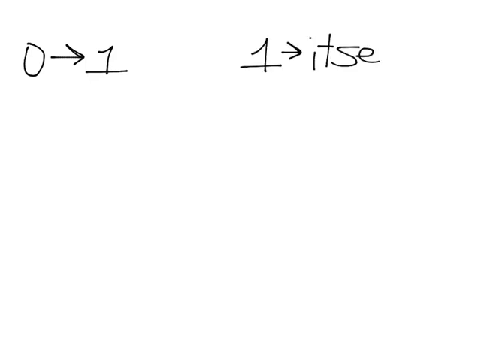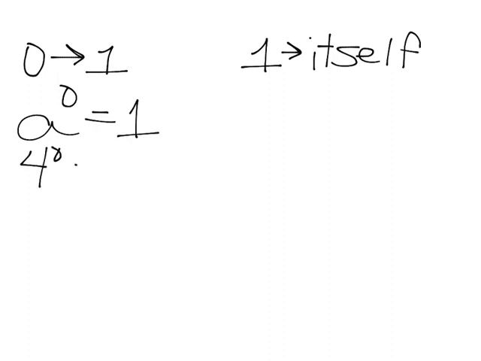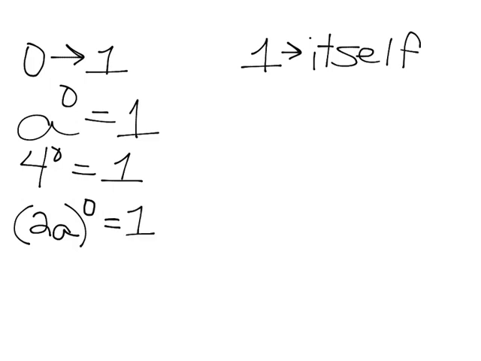Our last two rules deal with 0 and 1 as exponents. Anything raised to the 0 power is 1, and anything raised to the 1 power is itself. I'll try to explain why. So, if you have a to the 0, the result is 1. If you have 4 to the 0, the result is 1. If you have 2a grouped together raised to the 0 power, the result is 1.